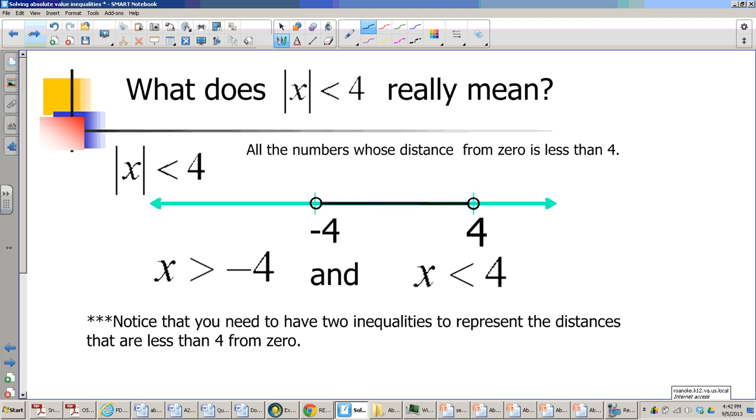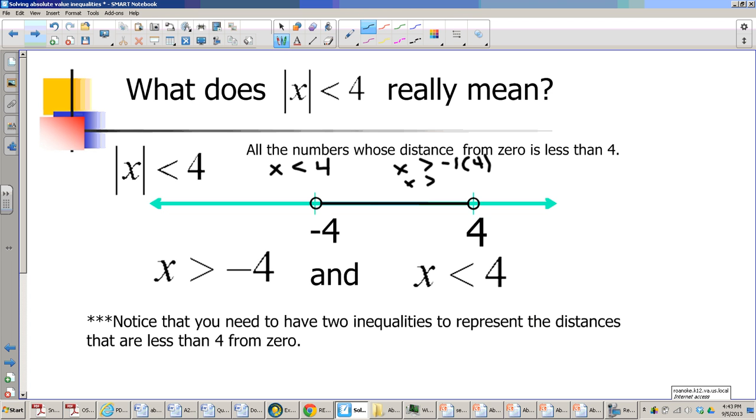And let's look at another example. What does absolute value of x less than 4 really mean? We have less than, so that's an and. All we got is all the numbers whose distance from 0 is less than 4. So step 1 said rewrite it as an and or an or statement. So let's take the first one, drop the bars, rewrite the problem. Second one, drop the bars, multiply by negative 1. Remember, when we multiply by negative 1, we flip the sign.